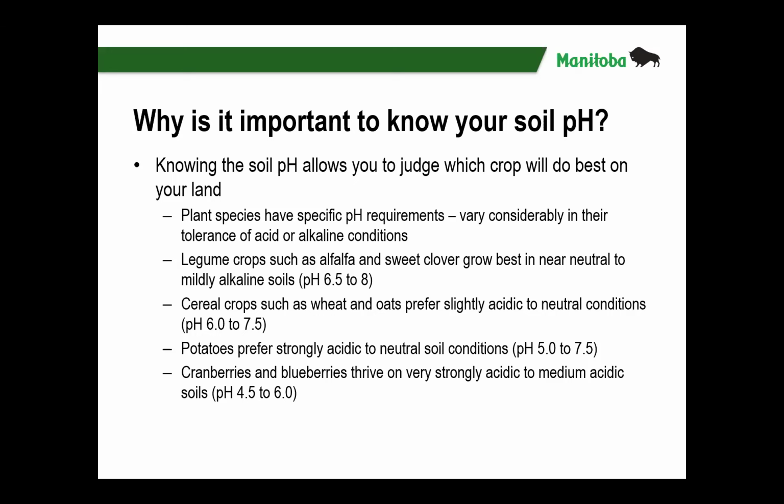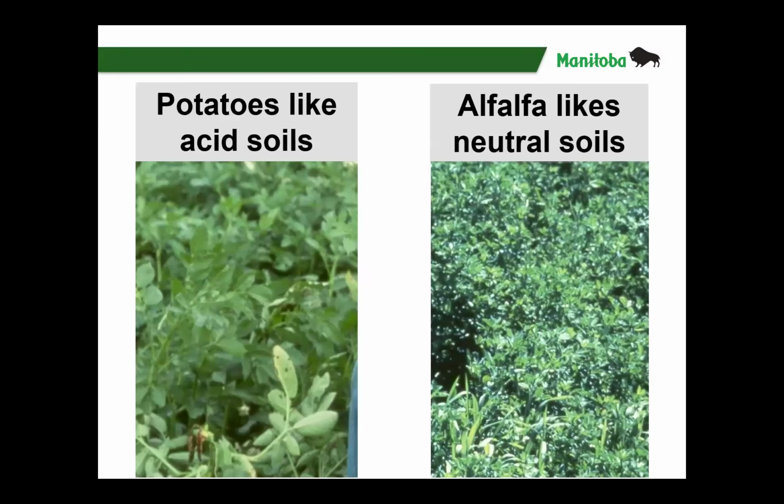Things like cranberries and blueberries, we find these naturally growing in lower pH soils. They like that more acidic to medium acidic range. And so that tends to be one of the questions that people will ask: how do I shift my pH down if I'm trying to grow something like cranberries or blueberries?